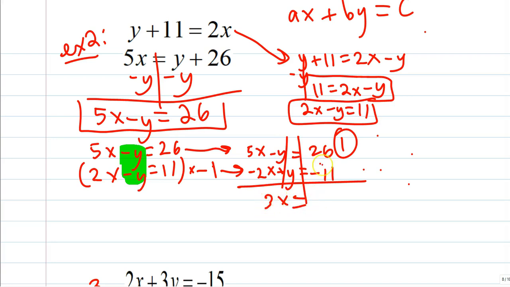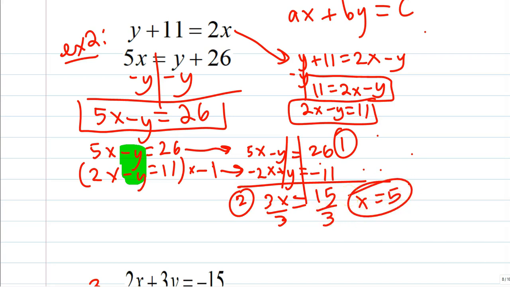3x is equal to 15. Substitute, combine and solve gives us that x equals 5. Please don't think you're done. This is not the answer, is it? You still have to solve for y. We have to plug this into one of the equations. Preferably if I have a y somewhere that's positive.